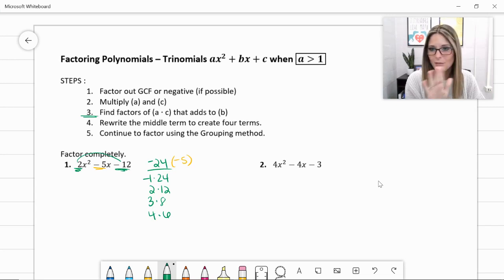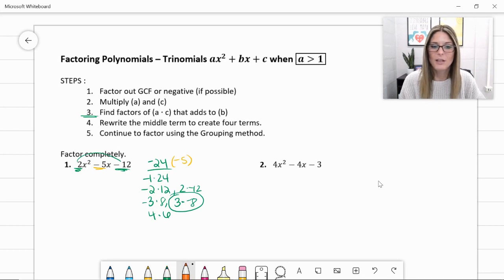It's probably not the 1 and 24. It's probably not like negative 2 and 12, because that would only add up to a positive 10. Or vice versa, if I used positive 2 times negative 12, that gives me negative 10. 3 times 8, if I did negative 3 times 8, that gives me positive 5. But if I use positive 3 times negative 8, that's going to add up to that negative 5.